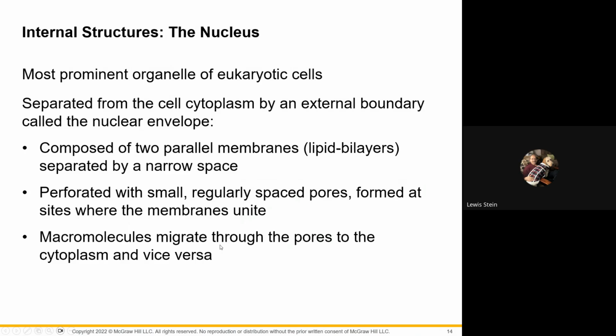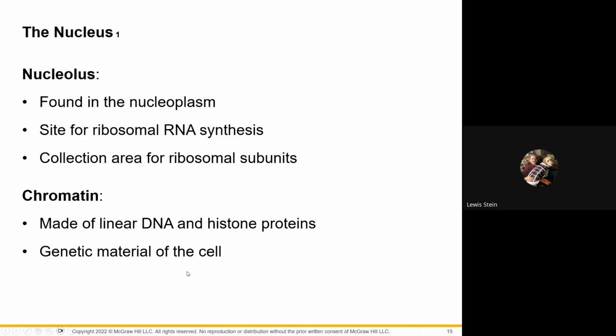Macromolecules migrate through the pores to cytoplasm and vice versa. Always a test question. Remember I said this before? What happens to the nucleolus? Site for ribosomal RNA synthesis. I have a sneaky suspicion you may see that question again.